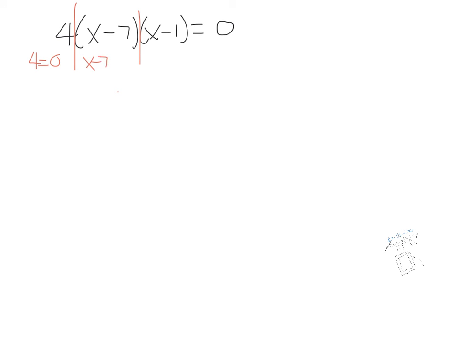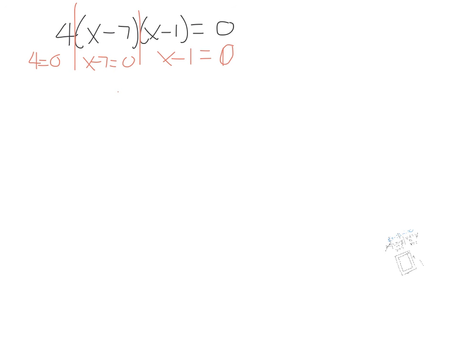Okay, so it was a 4, and then it was x minus 7 times x minus 1 equals 0. So I'm at the point where I have to divide this up, where the parentheses are. And this one actually divides into 3 different things. The first one, 4 equals 0. The next one, x minus 7 equals 0. The last one, x minus 1 equals 0.